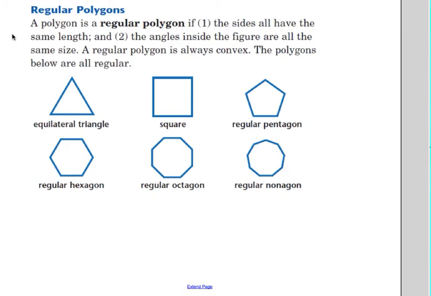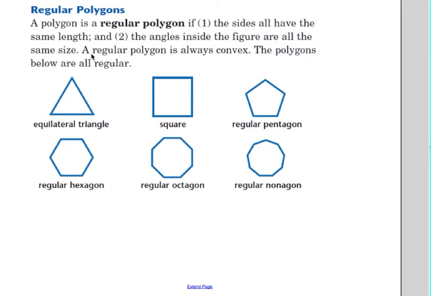And finally, there's a set of polygons that we call regular polygons. And this is really important for you to remember in 5th grade. We'll be working with regular polygons more often probably than you did in 4th grade. A polygon is a regular polygon if 2 things are true. 1, the sides all have the same length, and 2, the angles inside the figure are all the same size. So regular polygon means equal sides, equal angles. All of the sides of the shape are congruent, all of the angles in the shape are congruent.